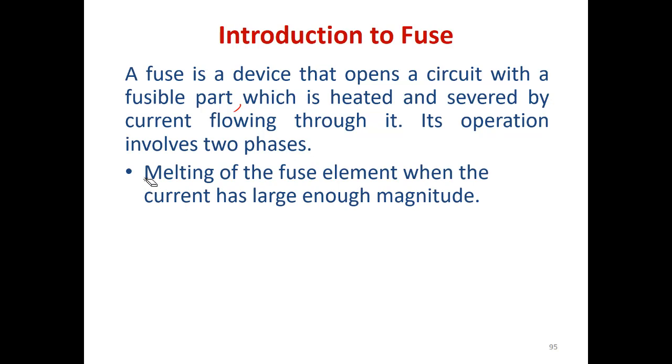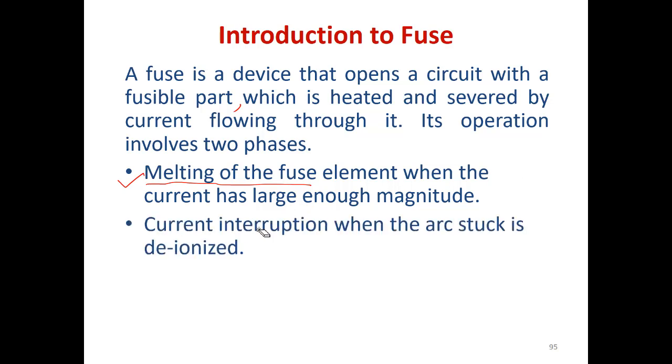One is the melting of the fuse element when the current has large enough magnitude. So the fuse element melts because of the high current. Because of the high current, heat is produced. We know the I square R. Because of the I square R, the heat is produced in the fuse element and it melts. That is the melting part of the fuse.